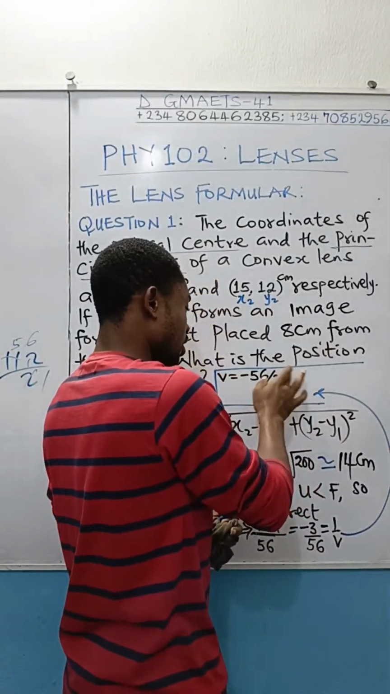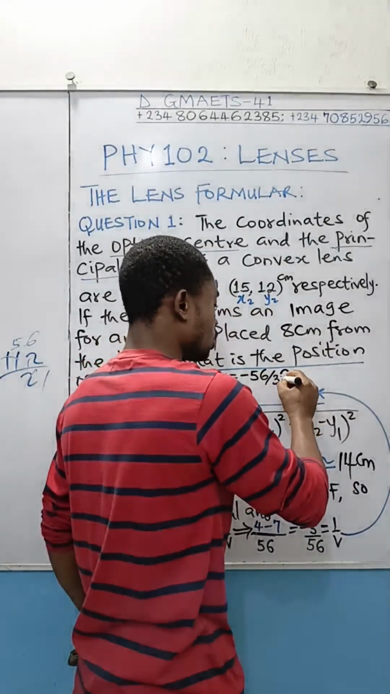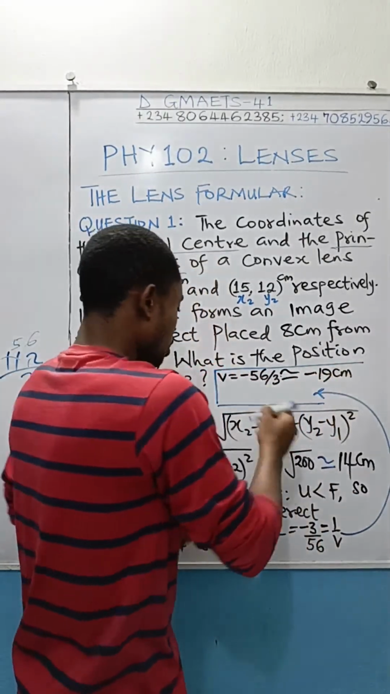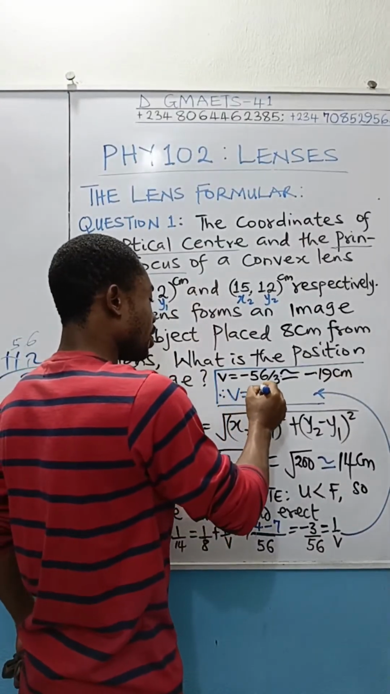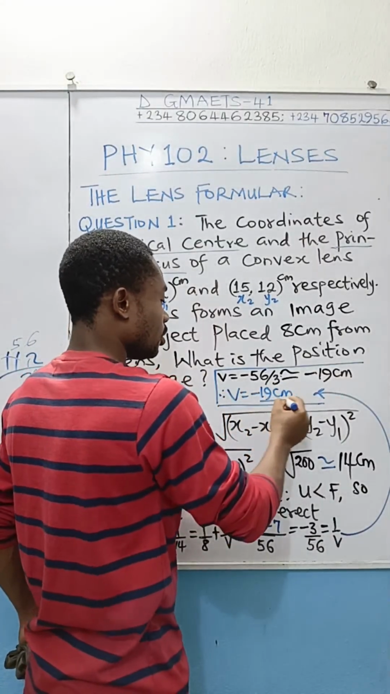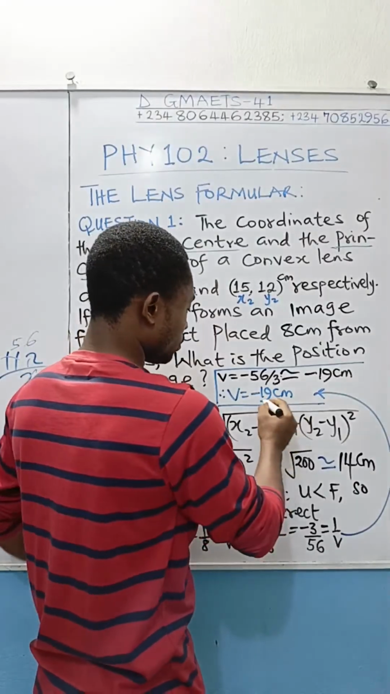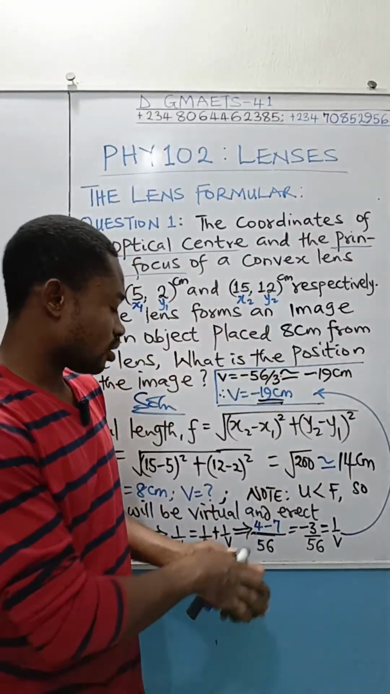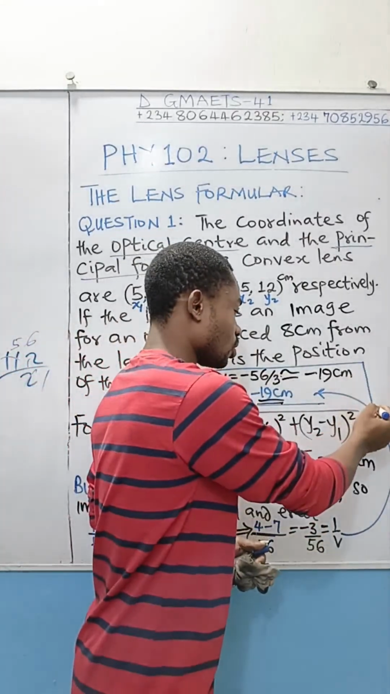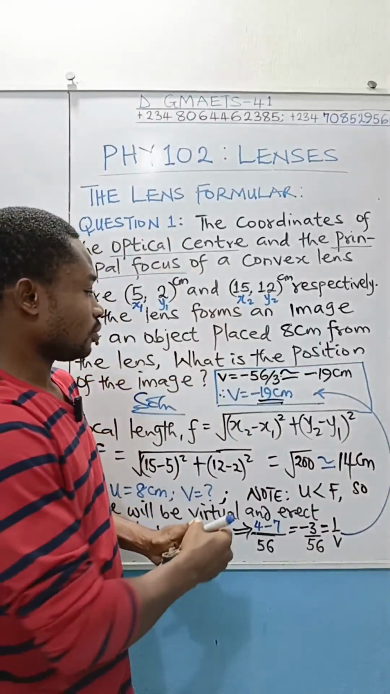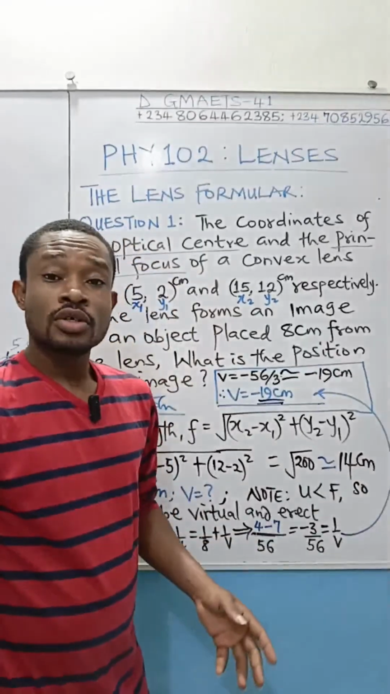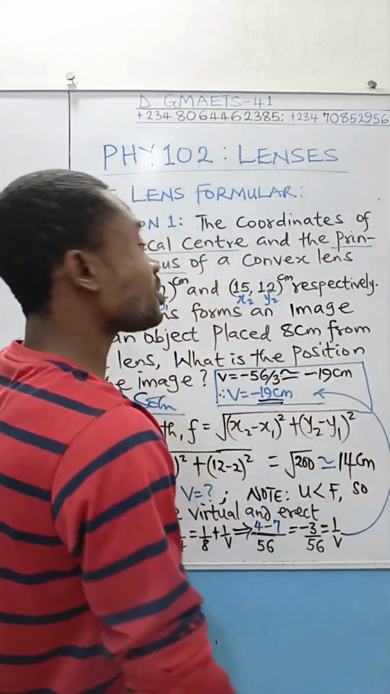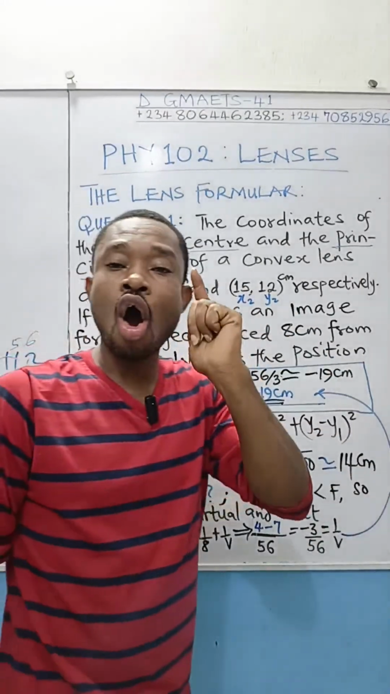We can approximate it to 19, but you can use your calculator straight on. Minus 19 centimeter. That's good. Therefore, V is equal to minus 19 cm. That's the answer to this question. So, back to it. We have obtained what I want us to get. So, the image position is 19 centimeter on the same side as the object.